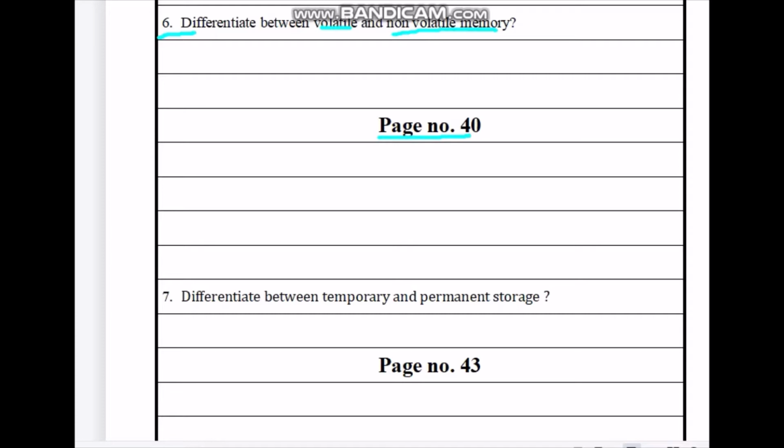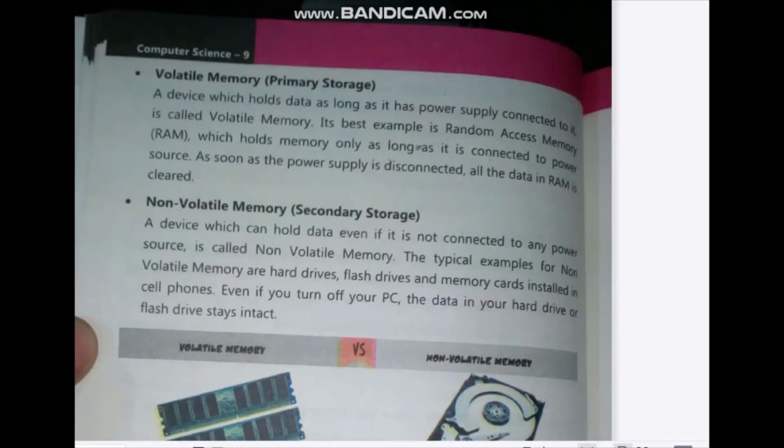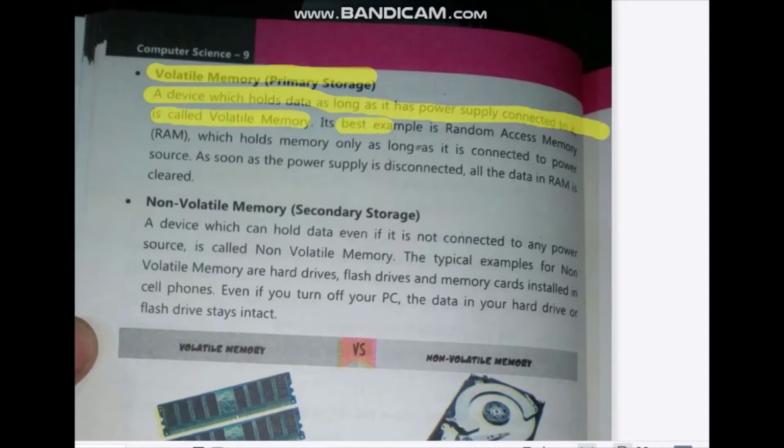First of all, open page number 40 of your textbook. At page number 40, here is volatile memory or primary storage. The memory which stores data temporarily. A device which holds data as long as it is connected to the power supply is called volatile memory. Its best example is random access memory. Here you have to learn and write the answer of volatile memory.